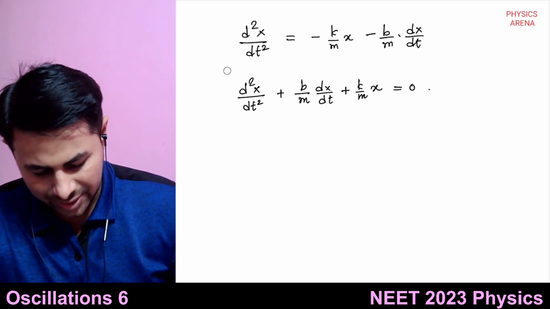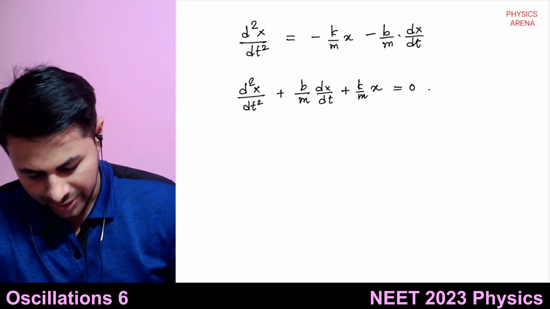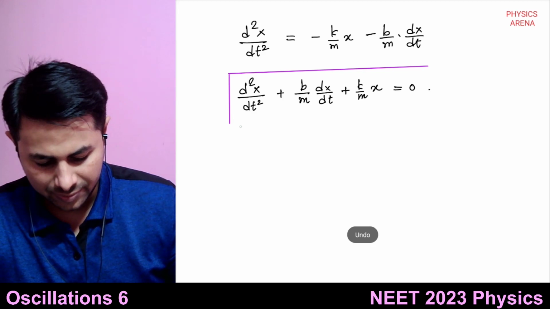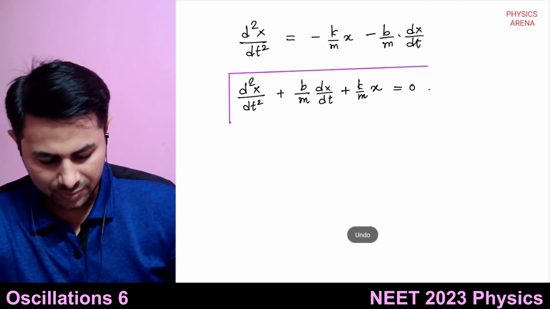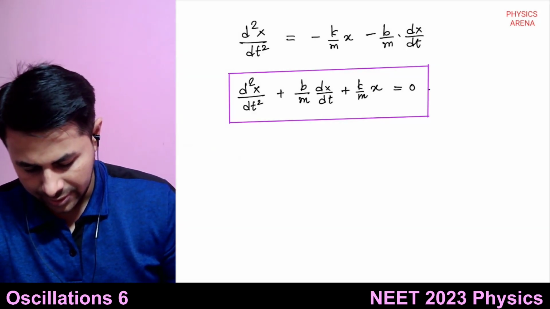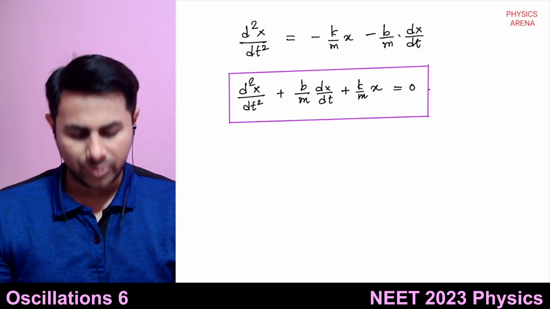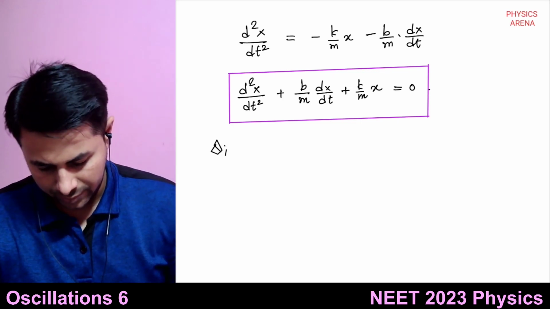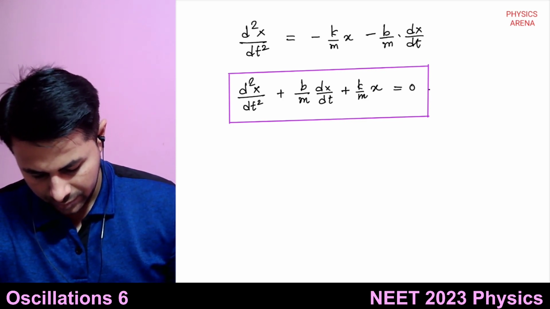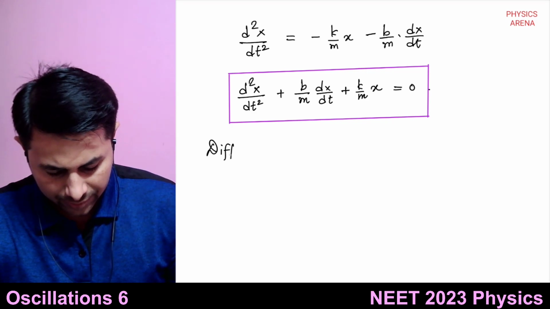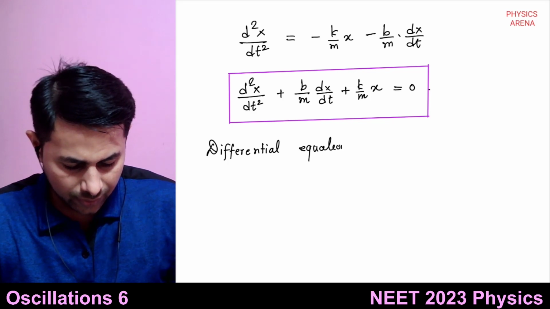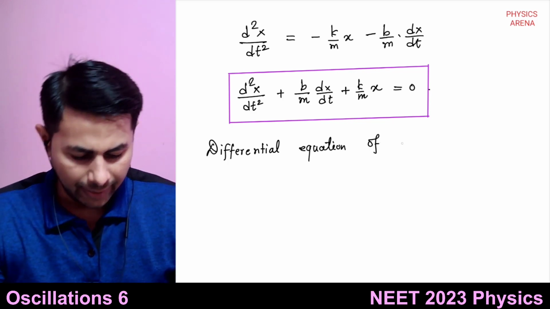This is known as the differential equation of a damped harmonic oscillator.